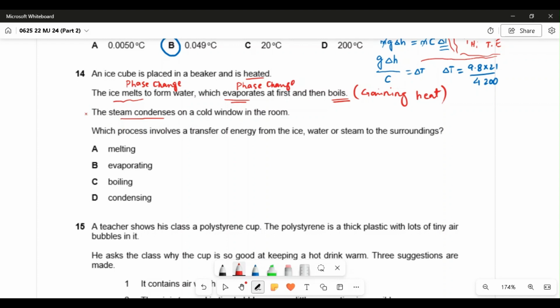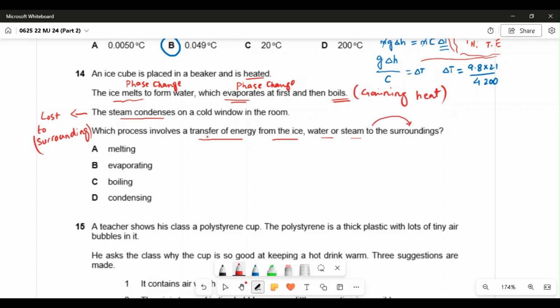So this is the process in which heat is lost to the surroundings. This is the only process in which heat is given to the surroundings. In the previous ones, heat was gained by the liquid or solid ice or something. Which process involves transfer of energy from ice, water, or steam to the surroundings?